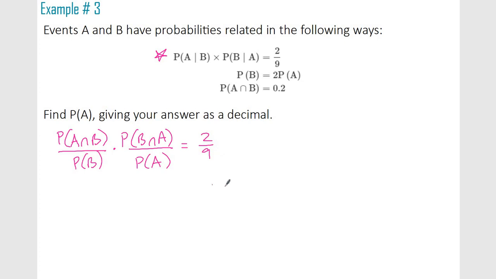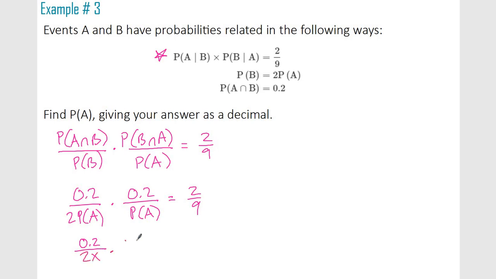Well, what's nice here is that we can plug in our values. A and B is 0.2. Probability of B is 2 times the probability of A. And the probability of B and A is the same as A and B, right? 2 and 3 is the same as 3 and 2. So that's just 0.2 here. And the probability of A, we don't know, equals 2/9. All right, so now we've got just the probability of A. Maybe it might be easier if you write it as 0.2 over 2x times 0.2 over x equals 2/9.